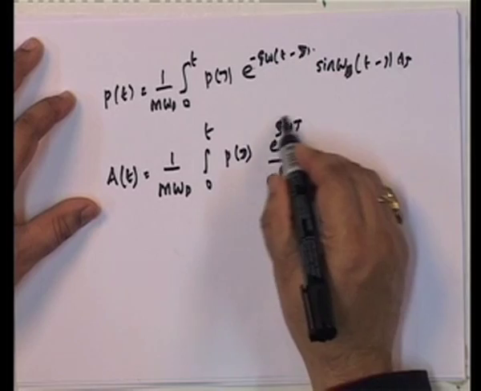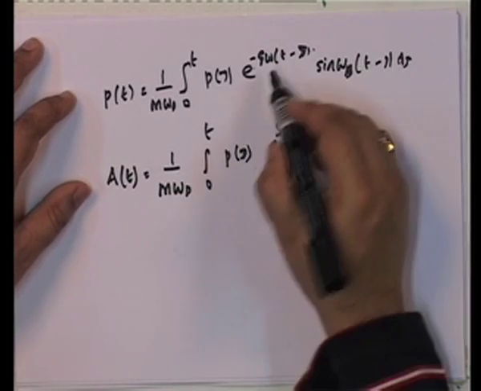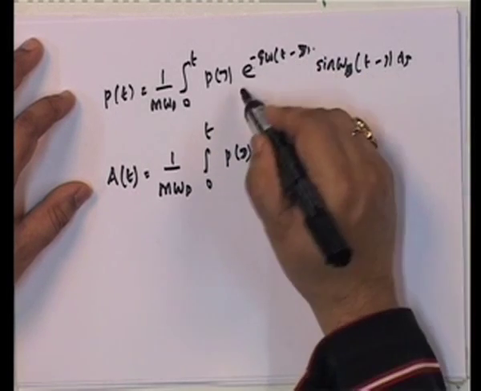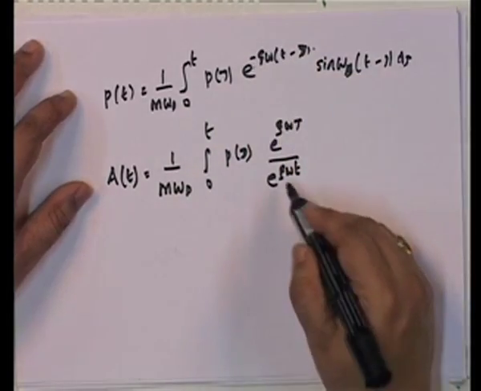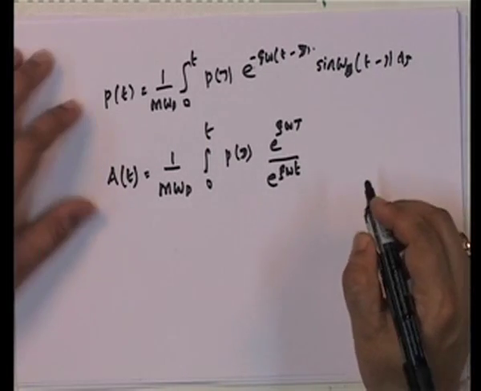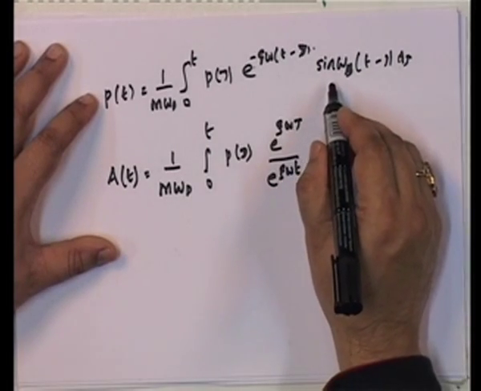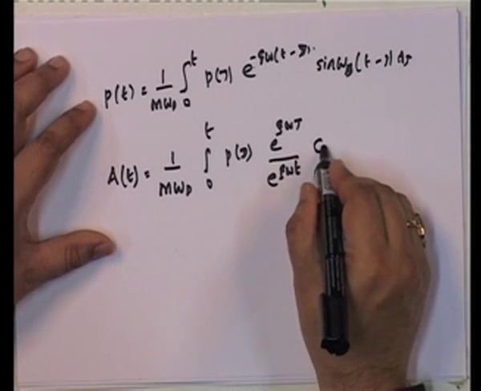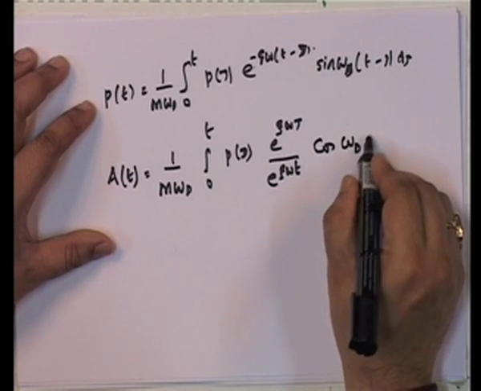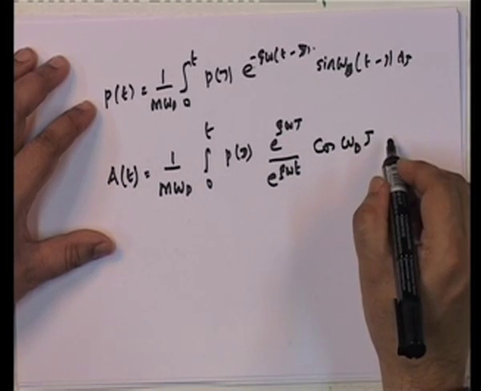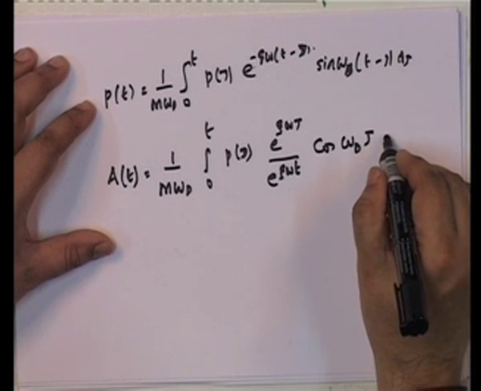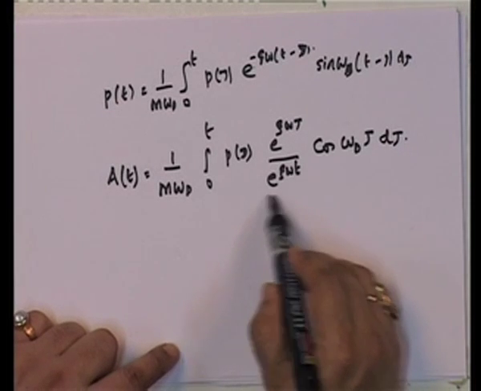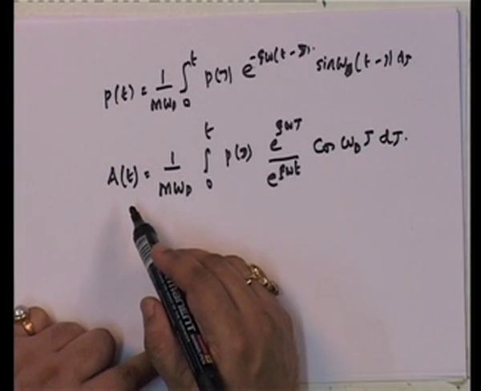This term is really this upon this, because e to the power of minus xi omega t, if I put it as e to the power of minus, is actually 1 upon e to the power of. Since I am doing A of t, which is sine omega d t, this becomes cosine omega d tau, into d tau. Now, this term does not depend on tau, so I can take this outside.